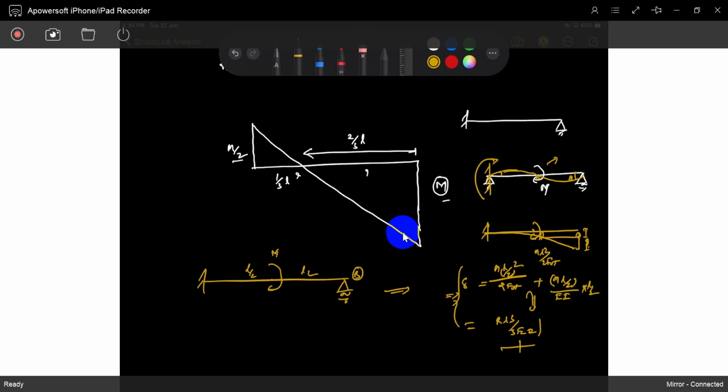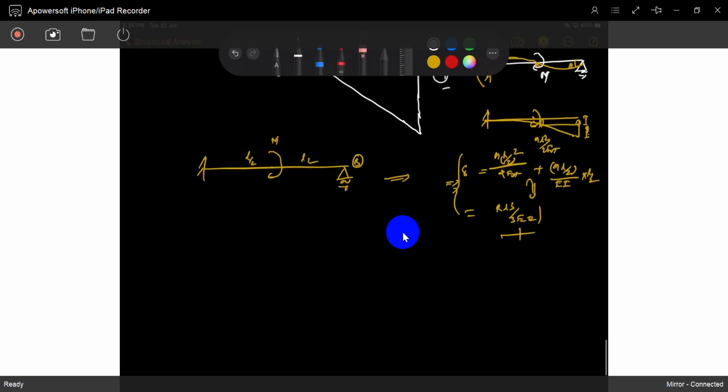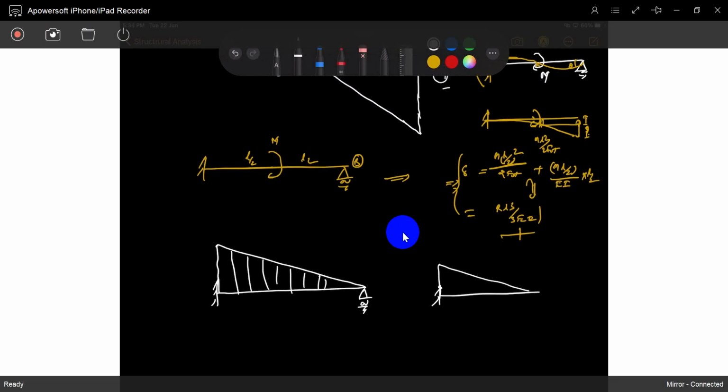And also I am interested in this: if it is a varying load, what is the deflection here? I am asking, what is the deflection here? I think your deflection and slopes chapter is almost over. If it is a varying load, if it is W per meter, it goes to 0. It is varying from W to 0. What is the deflection? If you know, okay.